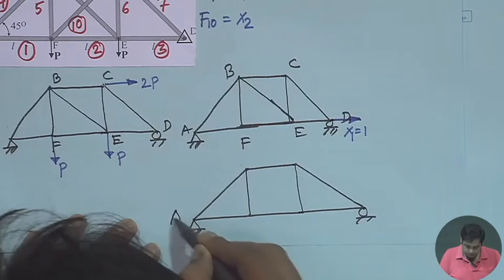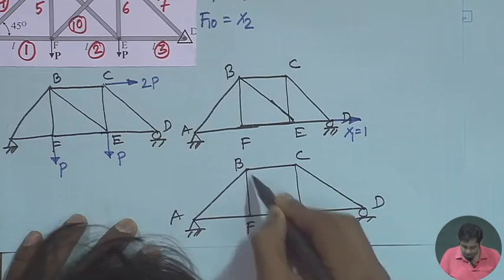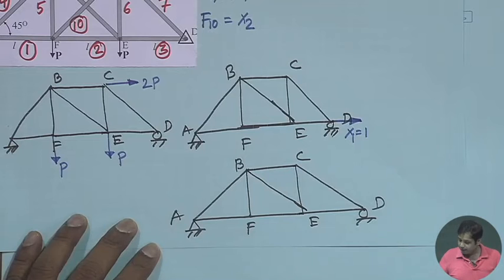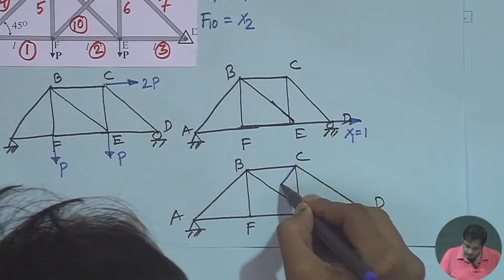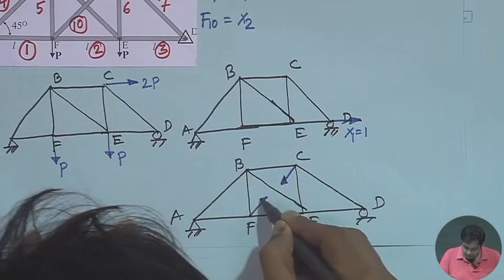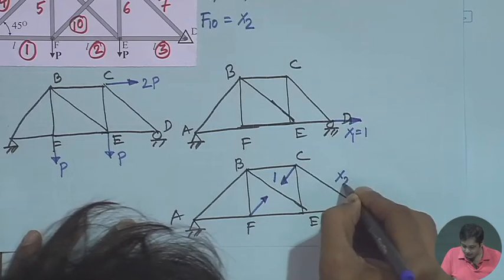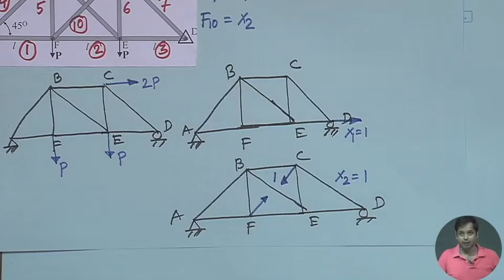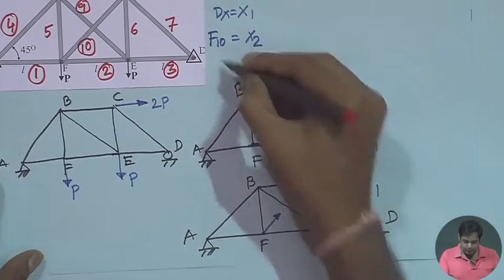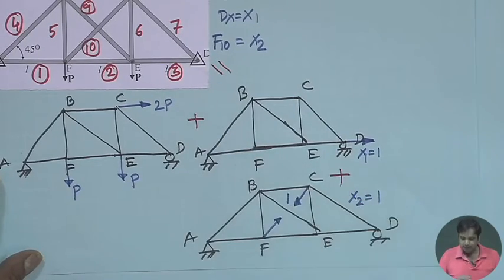a roller support at A, with B, C, D, E, F, and this is the member, and the second primary, the second redundant force, is this, and this is 1. Okay. So in this case X2 is equal to 1. So this is X1 and this is X2 here. So the actual structure will be this plus this plus this.